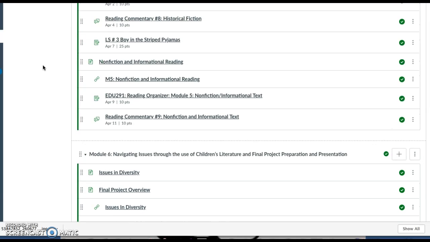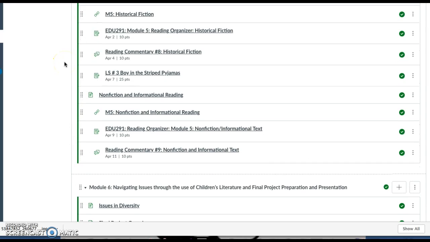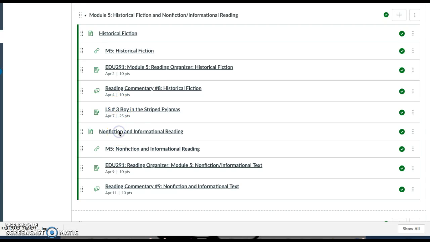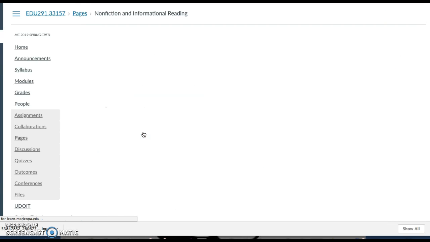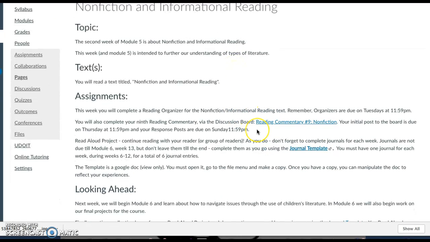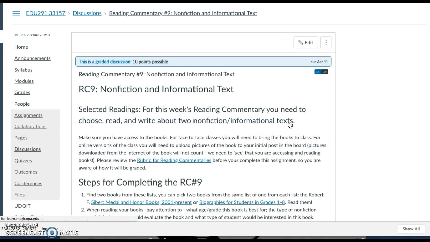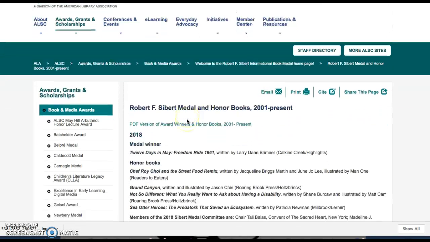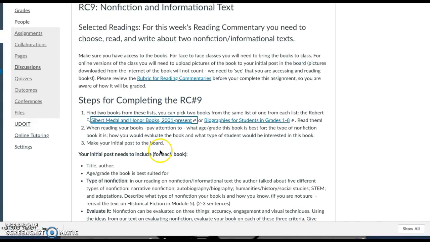Okay, so we're actually a few days into week 2 of Module 5, so you're likely familiar with what's going on. But this week, our focus is on nonfiction and informational reading. What we need to do, of course, is reading commentary number 9, which is on nonfiction. And this post is going to be where you are choosing 2 nonfiction or informational text books. You can choose from these 2 lists that give you lots of different examples of books that you might want to choose from.